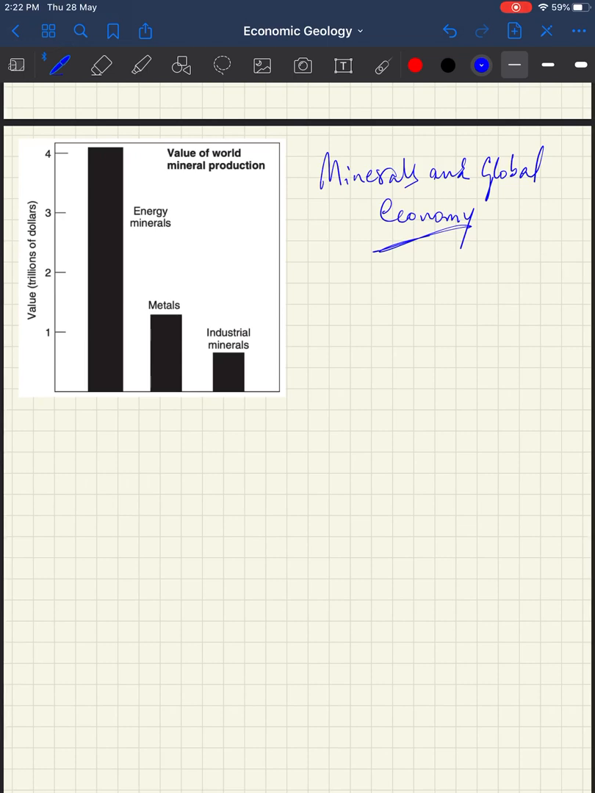A very good indication of the role of mineral production in economic activity in any country is to compare the value of mineral production and gross domestic product. So if you want to understand what exactly is the role of mineral production or mineral industry in the economic activity of any given country, you just have to relate the value of mineral production with the GDP, that is the gross domestic product of that particular country. So now that's a tricky one.